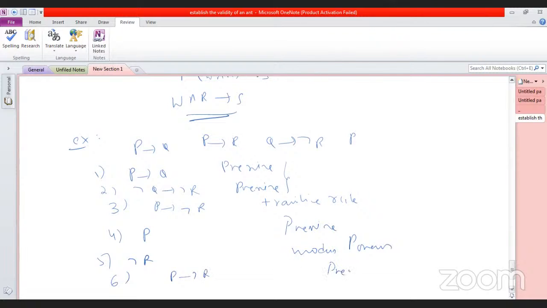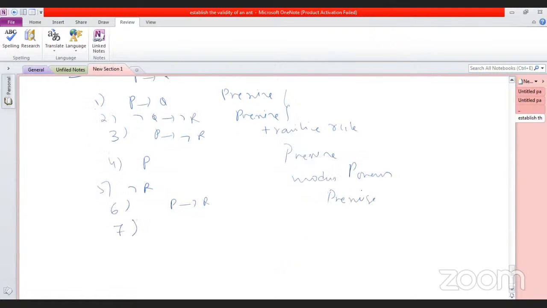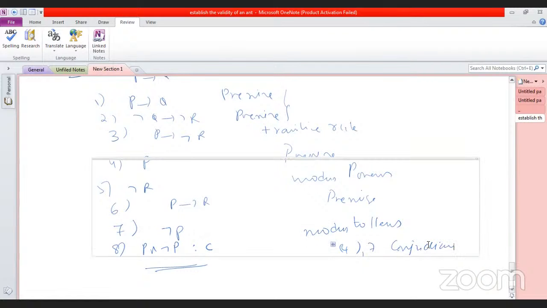is a premise. The seventh one, negation of P, is modus tollens. So the modus tollens means fifth and sixth conditions, negation of R and P to R. So that is called that one. Then the eighth one, P and the negation of P, that is C. So all the conditions are C here. Therefore, 4 and 7, it is a conjunction for this one.